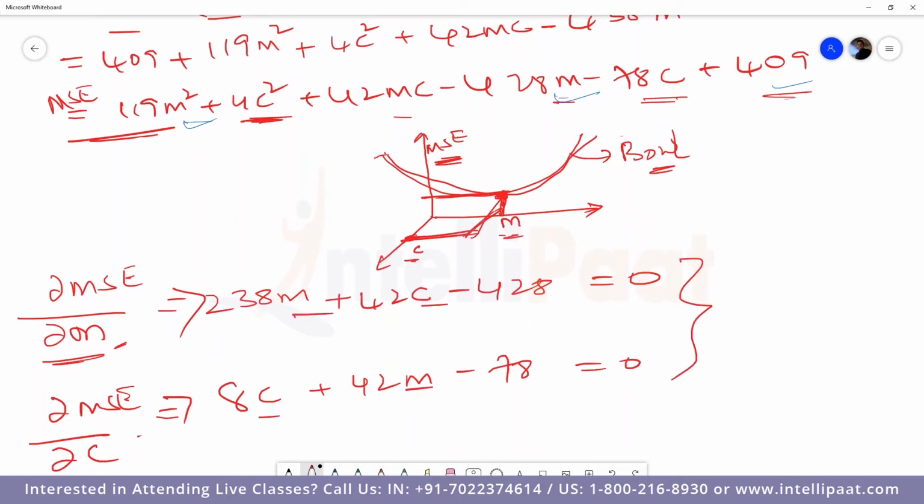I'm assuming everybody knows simultaneous equations. Perfect, exactly. So you simply solve the simultaneous equations from here.